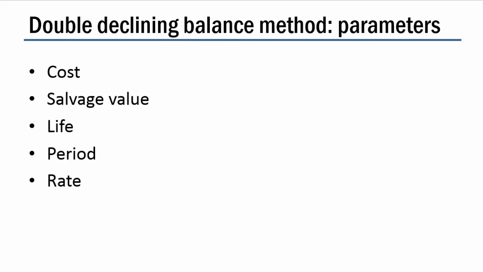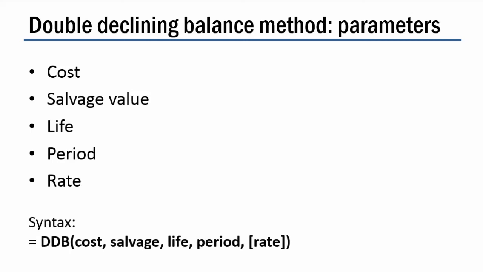So the syntax is simply equals DDB, right? Instead of DB for declining balance, it's DDB for double. And we have all of those parameters: cost, salvage, life, period, and rate. If you don't put in the rate, if you don't specify that rate, it's going to assume to be 200%.